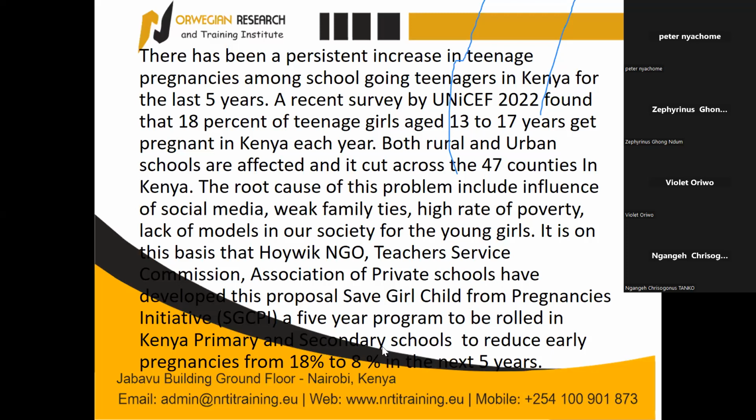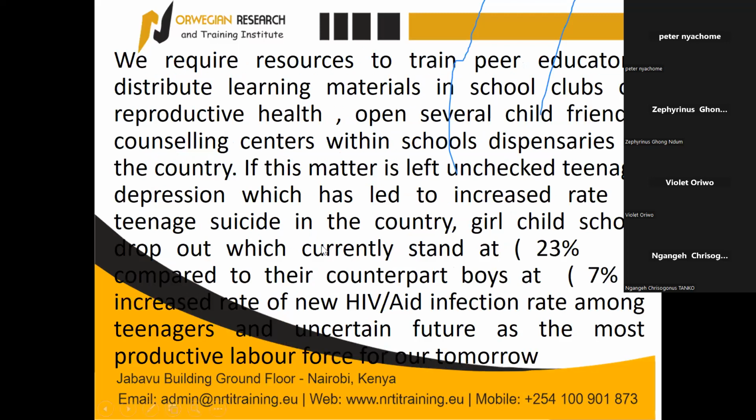Good for that. Let me just continue. We require resources to train peer educators. We require resources to distribute learning materials in schools, sensitize the school clubs on reproductive health, and open several child-friendly counseling centers in our school dispensaries. We are mentioning what we are going to do. Remember, the funds we are requesting are to do activity A, activity B, activity C, activity D. Those activities are what are going to be projected to our work plan.